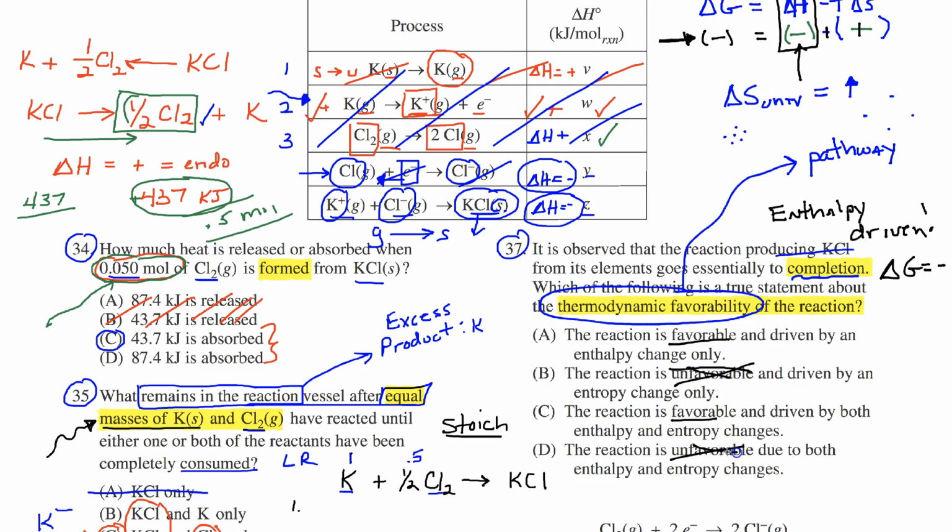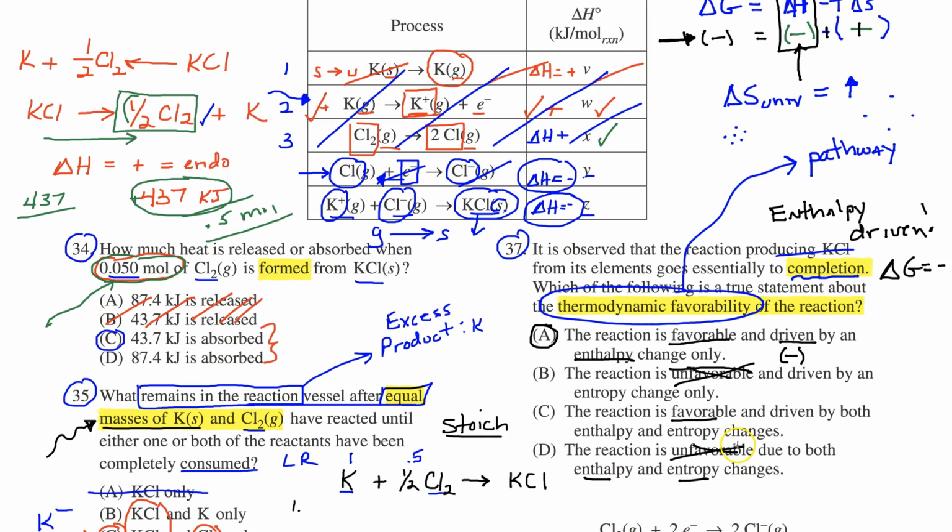Unfavorable, heck, they said it went to completion. By saying it goes to completion means there was a pathway that was favorable. But what's making it go forward is the enthalpy change. So the reaction is favorable, driven by enthalpy. The enthalpy is negative enough, exothermic enough, to overcome the entropy. This is an enthalpy-driven reaction, and this is an enthalpy-driven choice. So 37 is A.